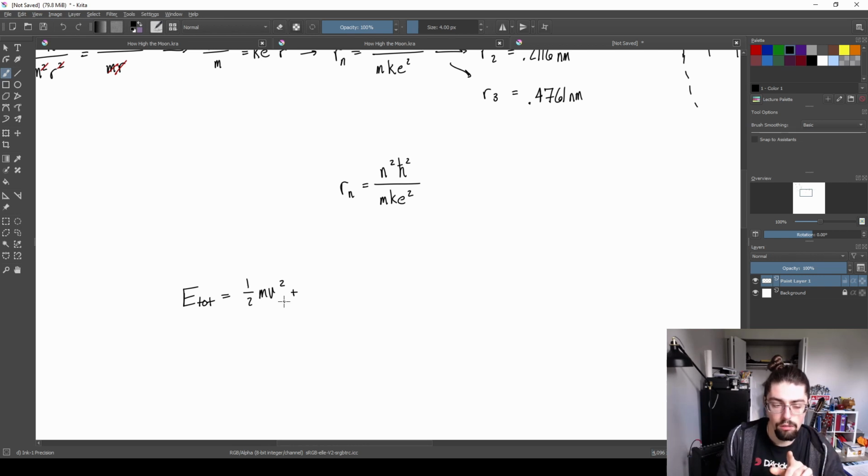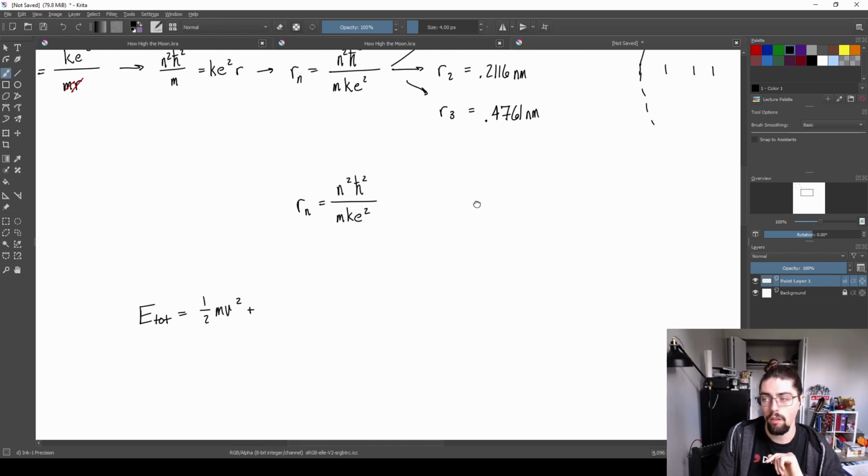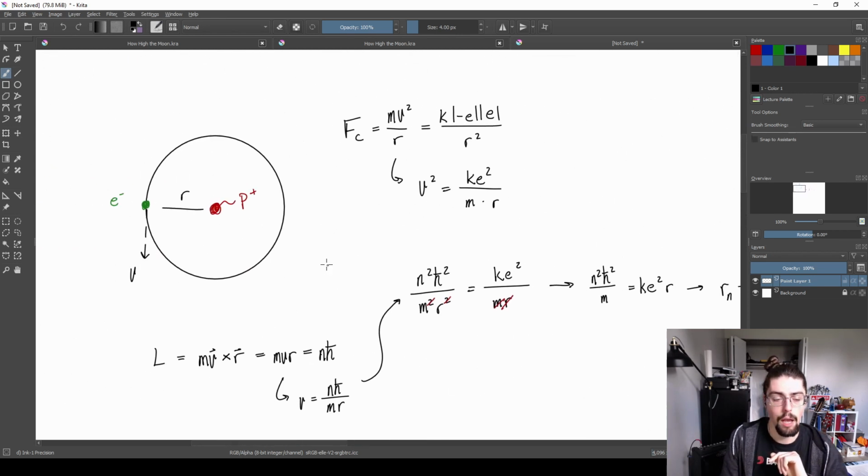Not far. It wants to be as close as possible because in this case, the electron and the proton have opposite charges. Opposites attract. The electron and the proton are held together by the electric force. They want to come together.